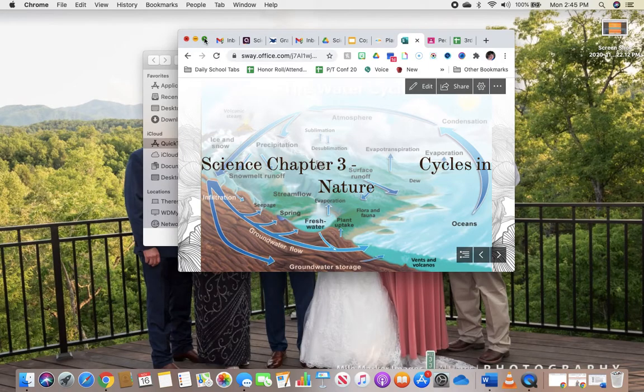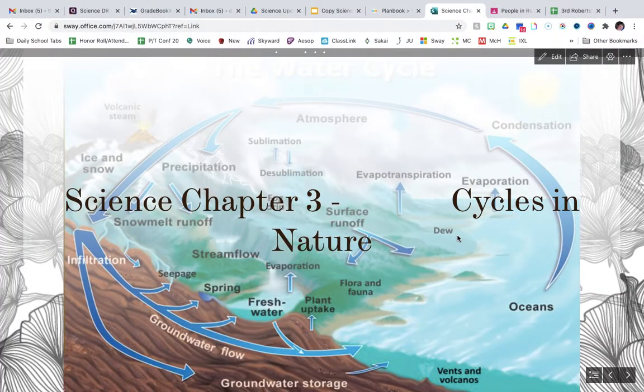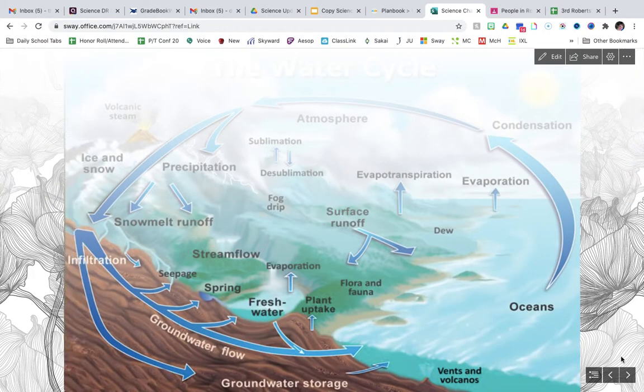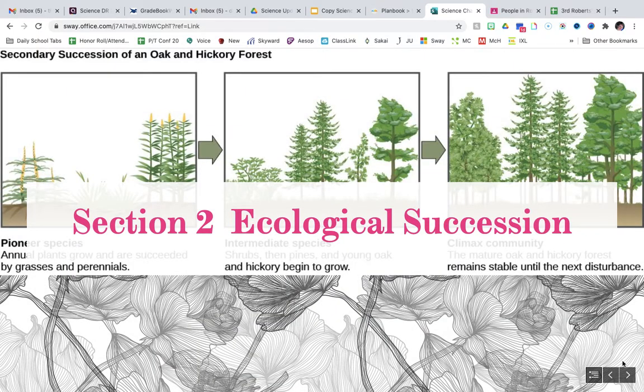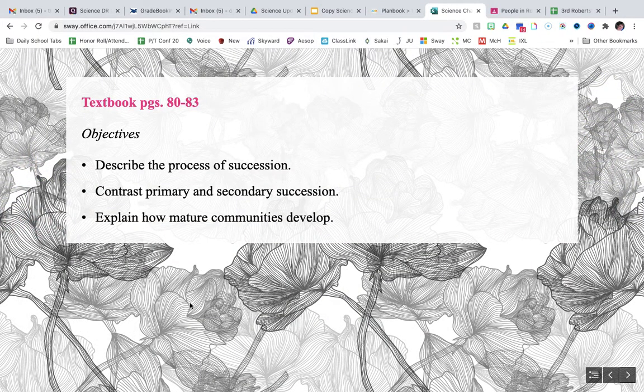Today we are going to continue our study of Science Chapter 3, Cycles in Nature, with Lesson 2, which is Ecological Succession. You'll need your textbook, pages 80 to 83, and your directed reading.